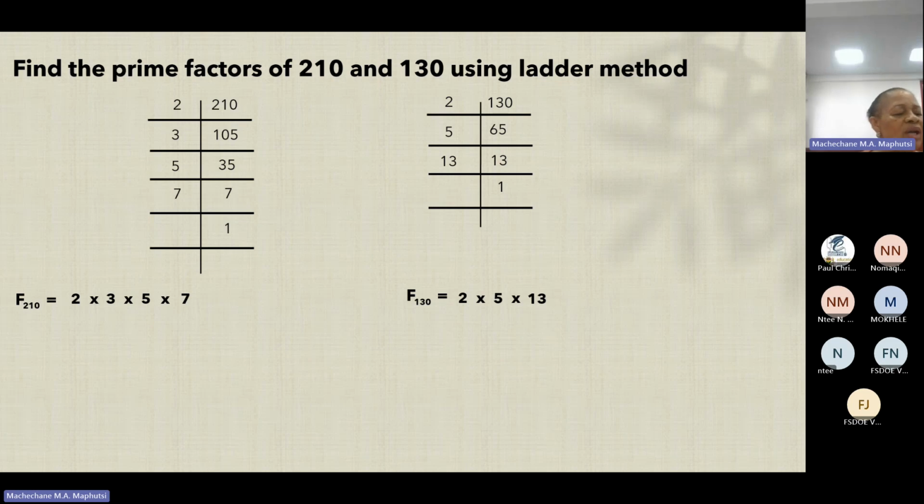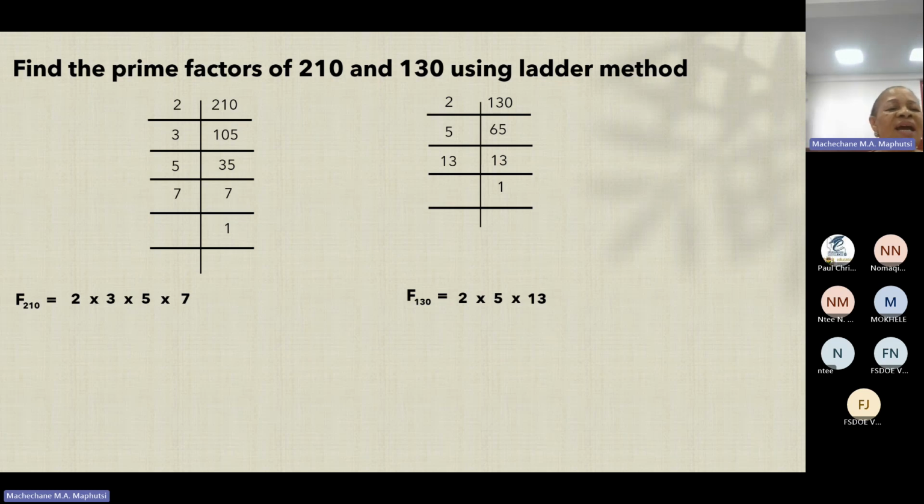Usually you'll be asked a question like: find the prime factors of 210 and 130. There are many methods we can use to do this, but today, because of time, we're just going to use the ladder. So how is that done? You draw a ladder, then you start putting the number that you are looking for the prime factors of.